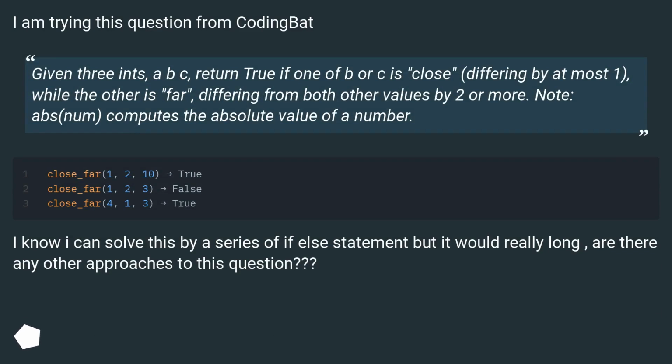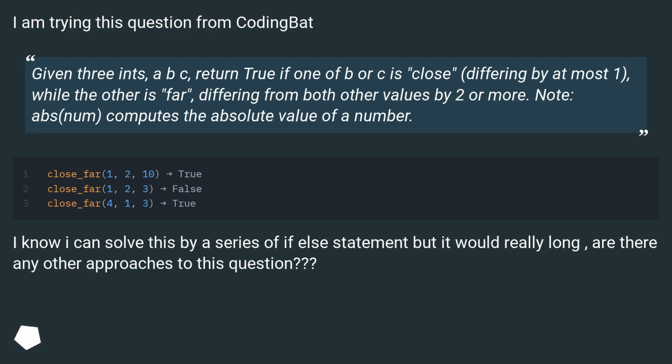I am trying this question from CodingBat. Given 3 ints, a, b, c, return true if one of b or c is close, differing by at most 1, while the other is far, differing from both other values by 2 or more. Note, abs(num) computes the absolute value of a number.